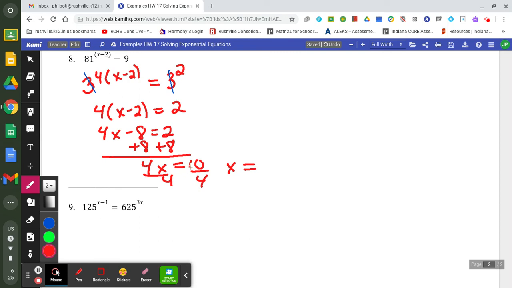And my 10 over 4 can reduce to 5 over 2. So whenever I have a fraction that reduces, I want to make sure that I do that.